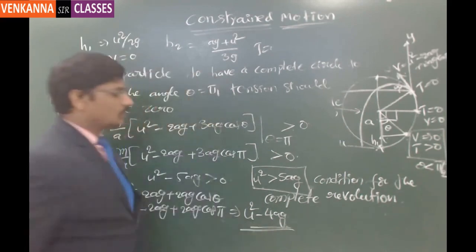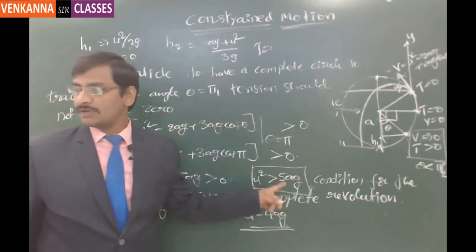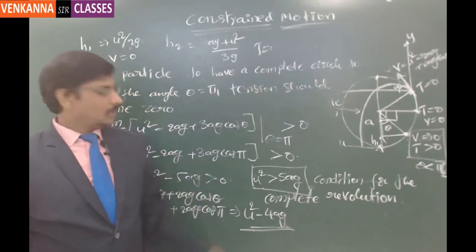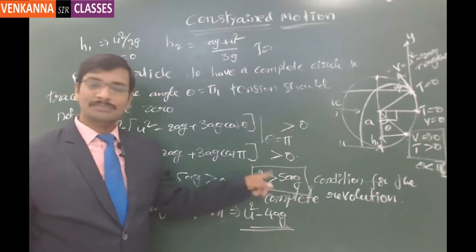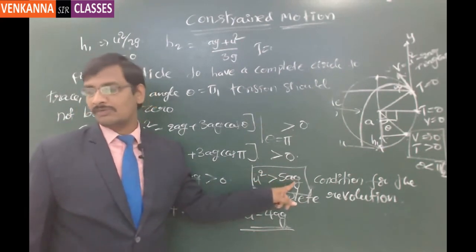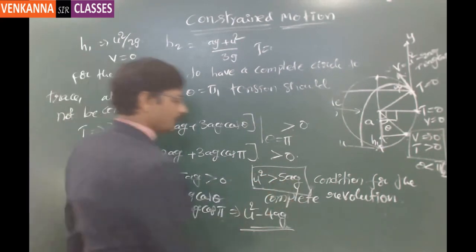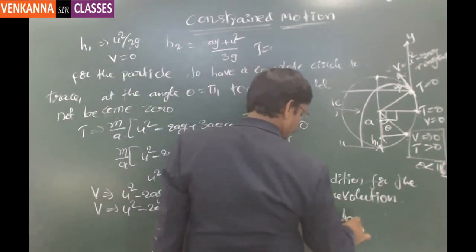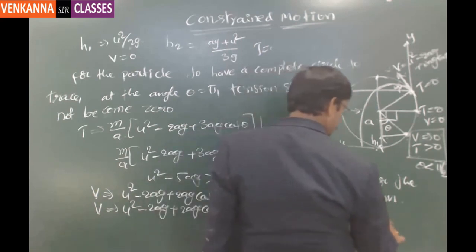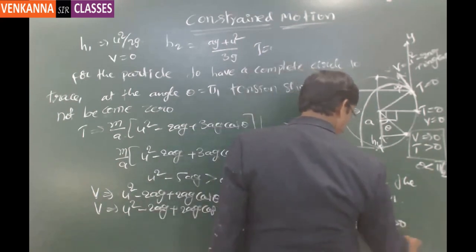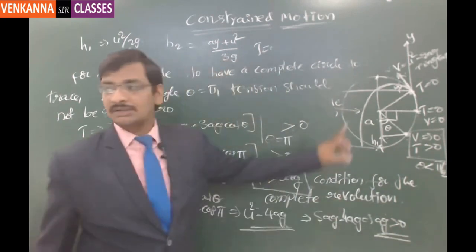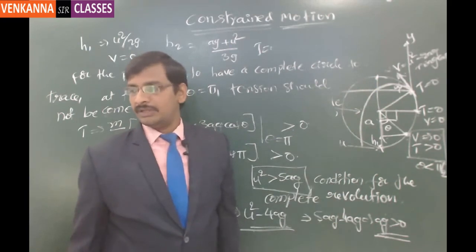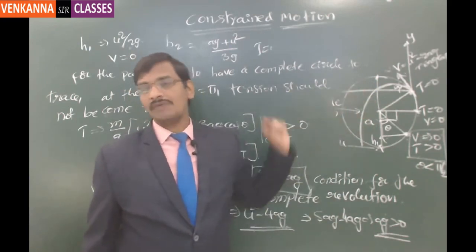Now if you notice, u square is definitely greater than 5az for the condition where the tension is not becoming 0 at theta equal to pi. Now if you substitute, the minimum value of u square is going to be 5az. Now if I replace it here, then it is going to be 5az minus 4az. So this is az, which is greater than 0. That means even if the tension is becoming 0 at this location, the velocity is still there. That means the tension is not having a value which is 0.